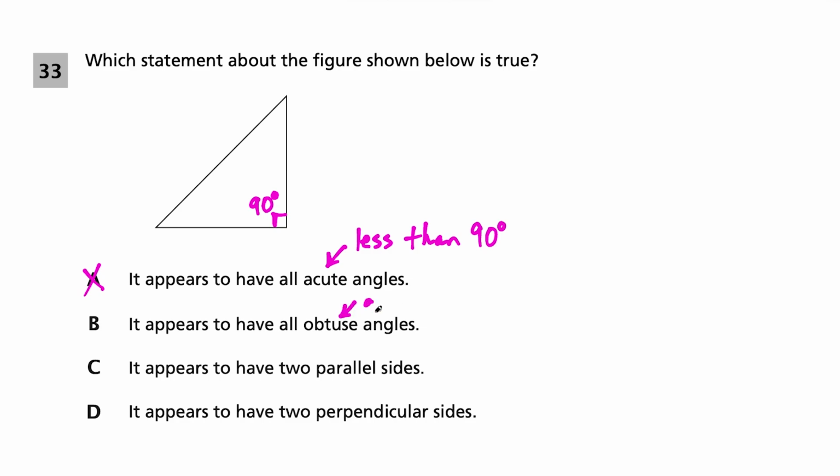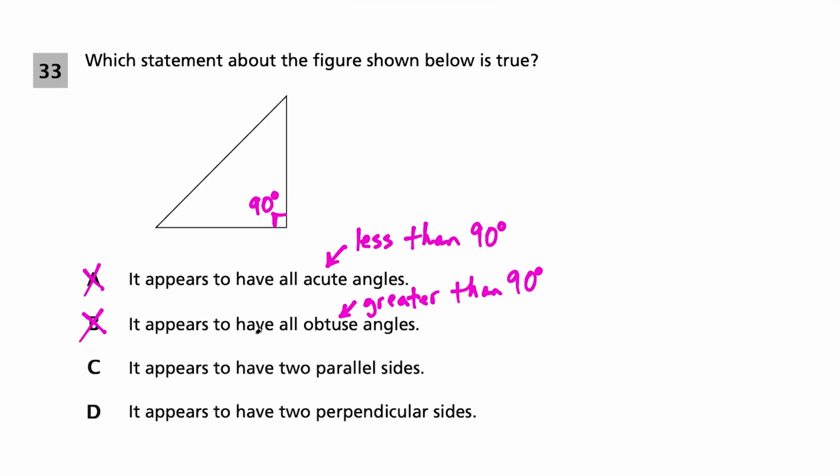Obtuse angles are greater than 90 degrees. And notice that the 90-degree angle proves choice B wrong. This triangle here has a 90-degree angle, and 90 is not greater than 90. Also, it is impossible for a triangle to have more than one obtuse angle. A triangle could only have one obtuse angle. If it had more than one obtuse angle, it would need more sides to connect. It couldn't be connected with 3 sides then, so B is out.